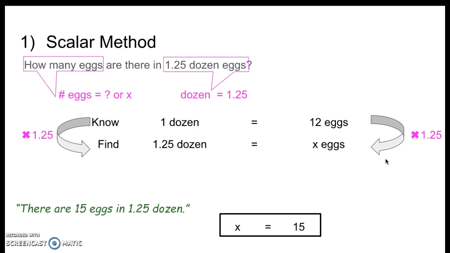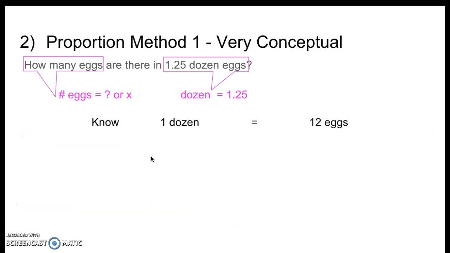Now, although the scalar method is great when we can do things mentally, sometimes we're not sure what we need to multiply this value by, and it's not easy to do. And so in that case, the proportion method is very helpful. Let's look at our first proportion method. The information that we start off with is the same. We know that 1 dozen is equal to 12 eggs, and we're trying to find how many eggs in 1.25 dozen.